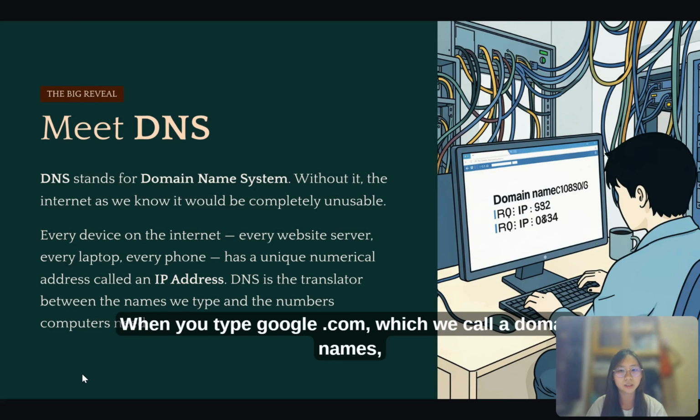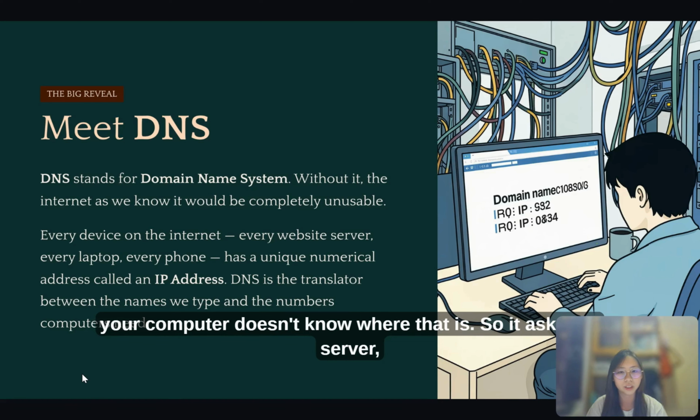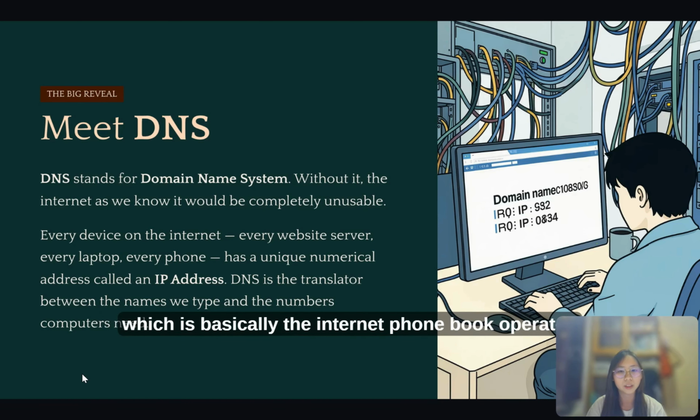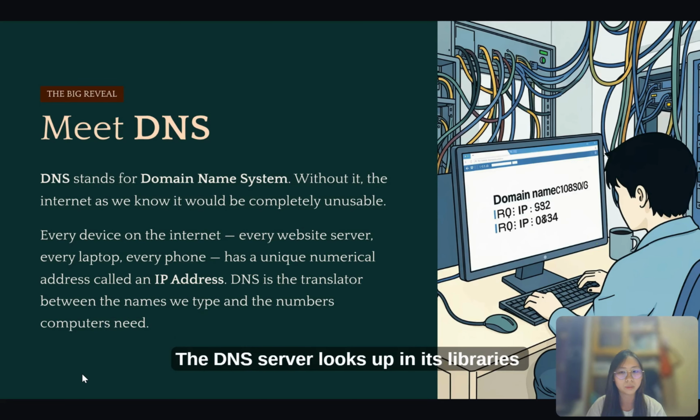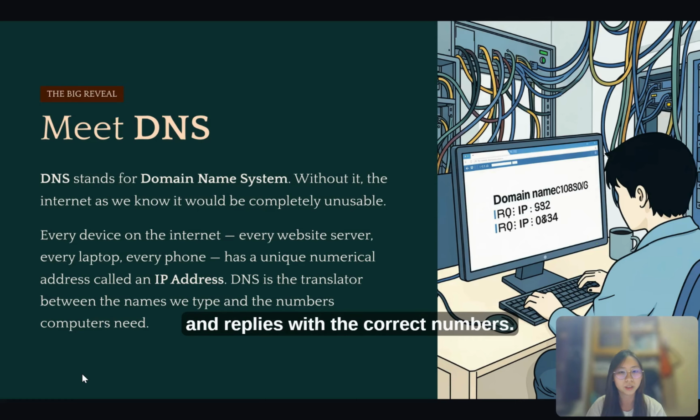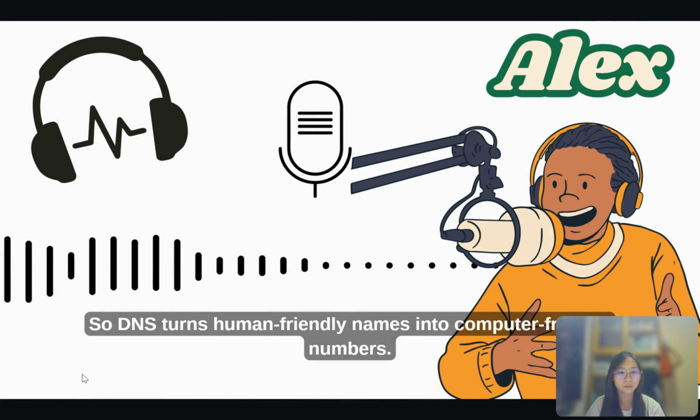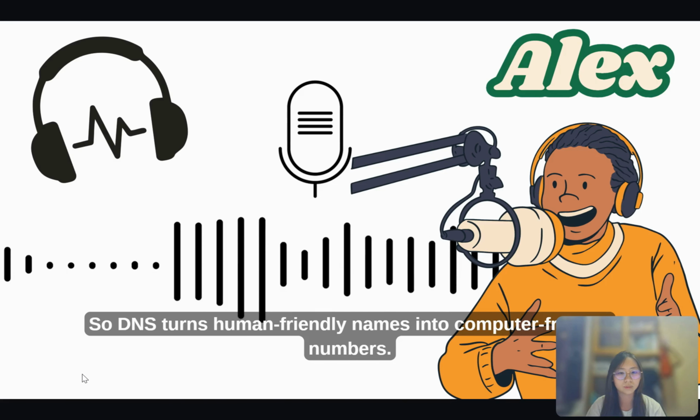When you type google.com, which we call a domain name, your computer doesn't know where that is. So it asks a DNS service, which is basically the internet phone book operator, what is the IP address for google.com? The DNS service looks it up in its library and replies with the correct numbers. Your computer then uses those numbers to connect to the Google servers and load the website. So DNS turns human-friendly names into computer-friendly numbers.